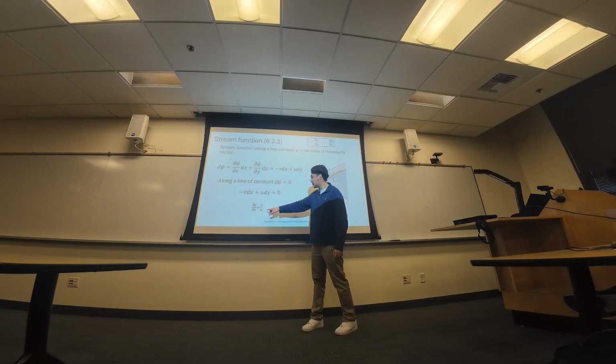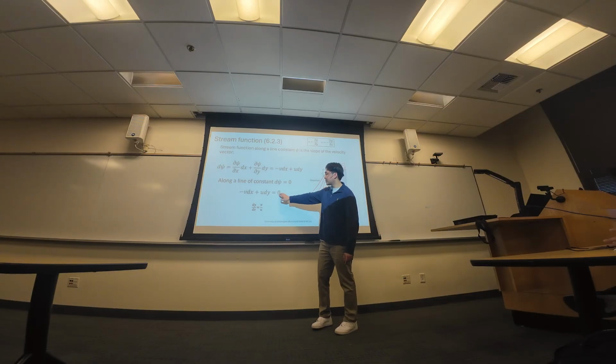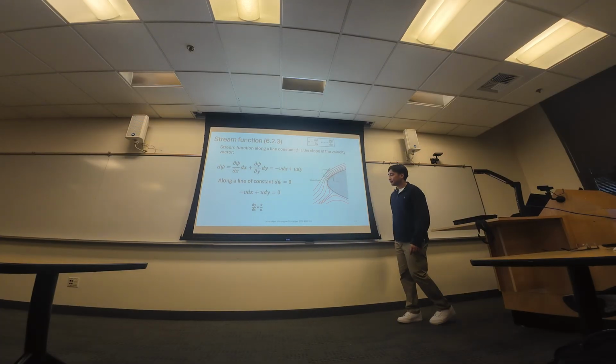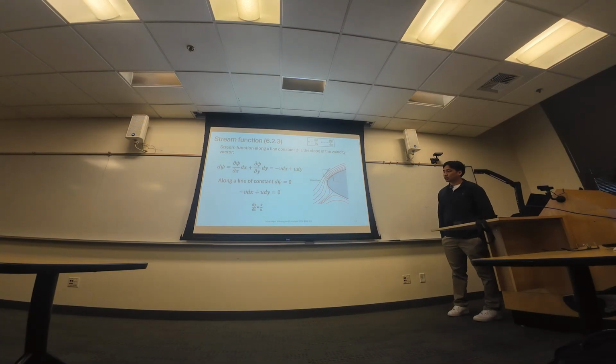You get this, which if you solve for it, you just move this over, and then you divide the dx with the dy. And what does that basically mean, right? That is your velocity in the y direction divided by your velocity in the x direction. That last equation there.